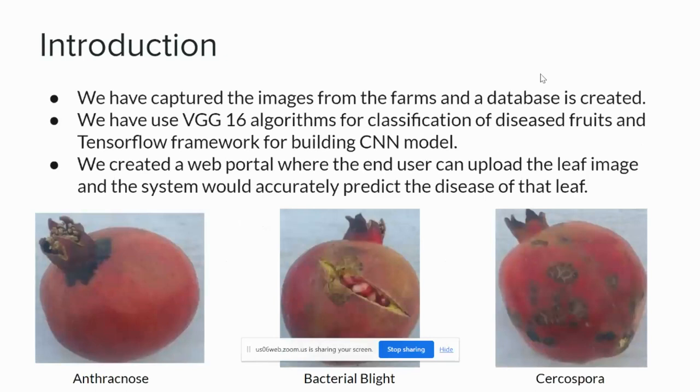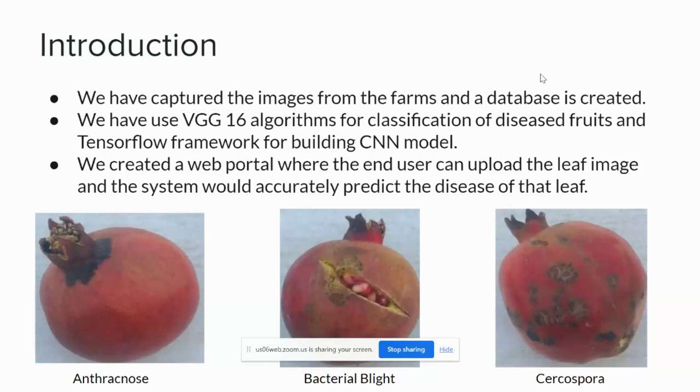Starting with the project, we first tried to study the domain knowledge: what diseases are present in the pomegranate, and how we can identify and understand them with the help of our naked eye first, so that we can form the database. Then we also studied various literature and research papers, including papers with research on other fruits like apples, oranges, and grapes. But we have considered the pomegranate fruit.